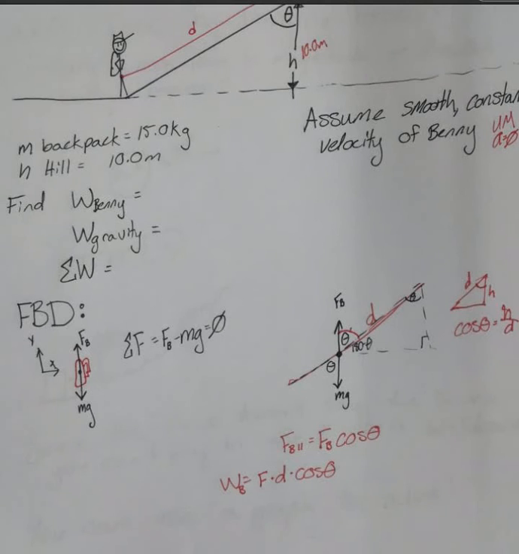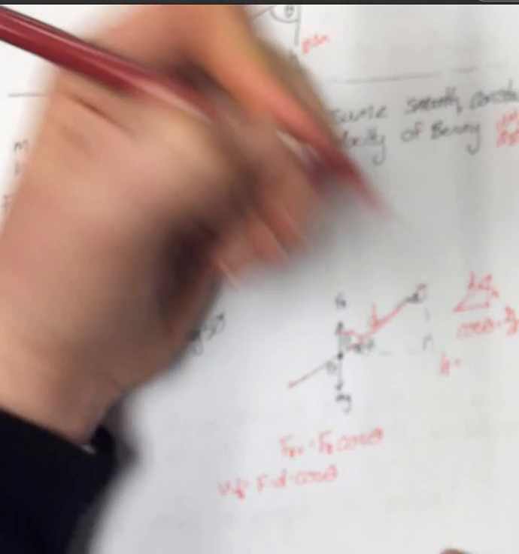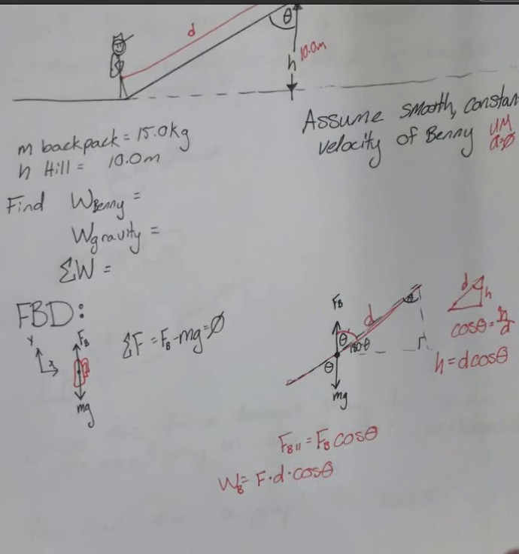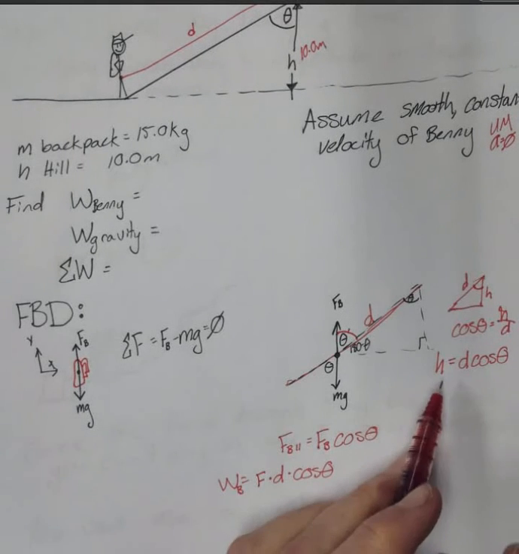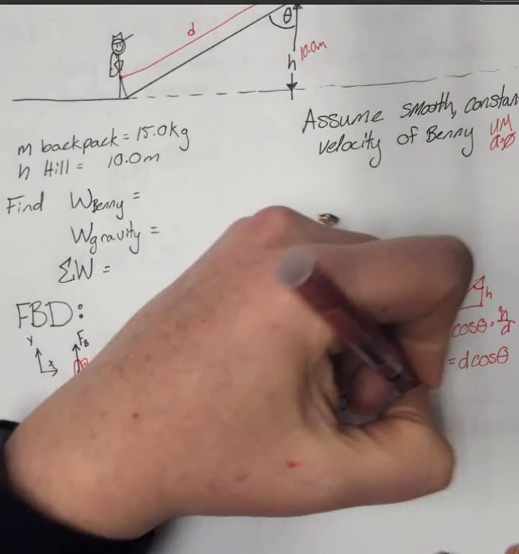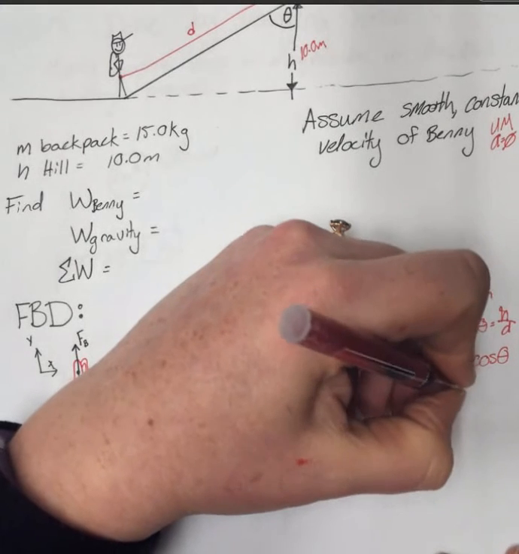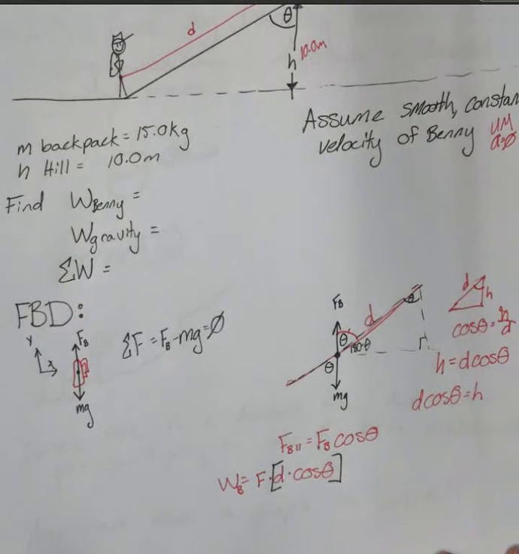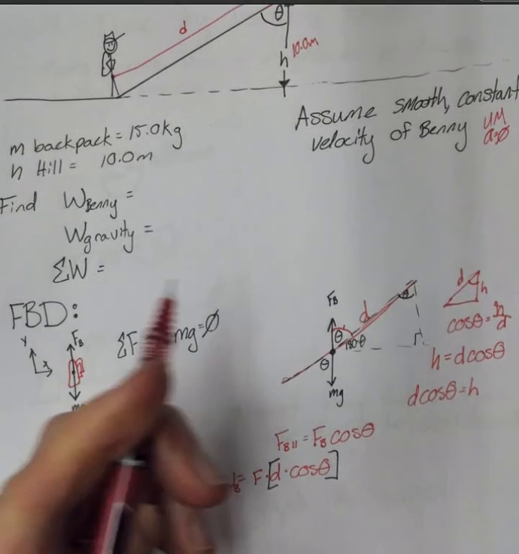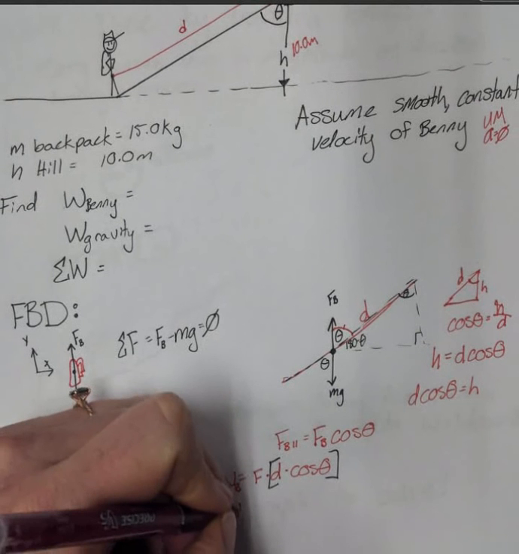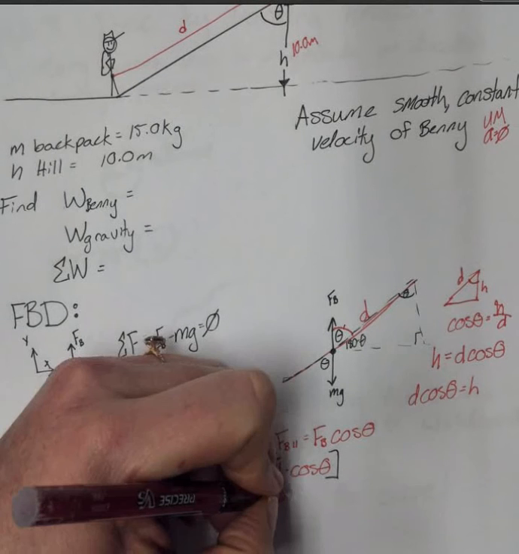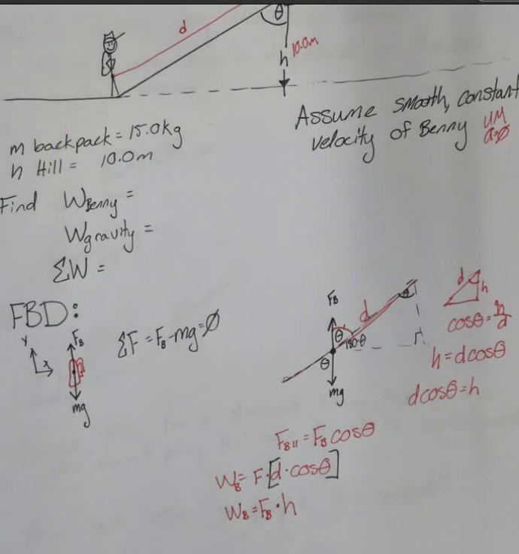I know the height, so I'm going to solve it in terms of height, and I'm going to say that the height, which is a value I could plug in, is equal to d cosine theta. So that means d cosine theta equals 10.0 meters. Take a look here. d cosine theta is this value right here. So I'm going to replace that with the work that Benny did is equal to the force that Benny applied times the height.